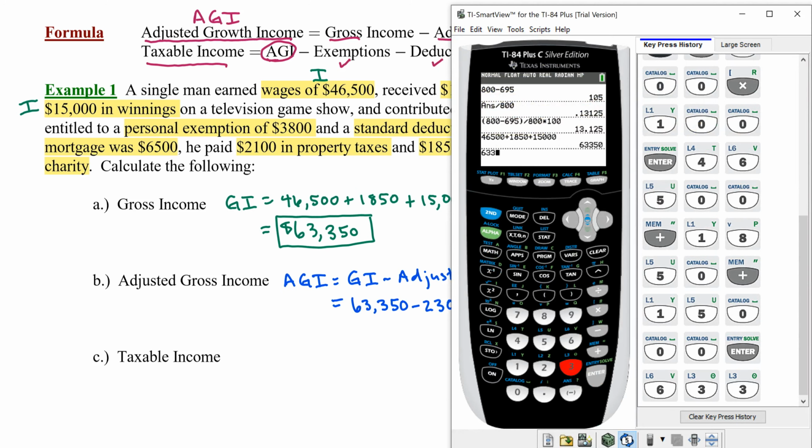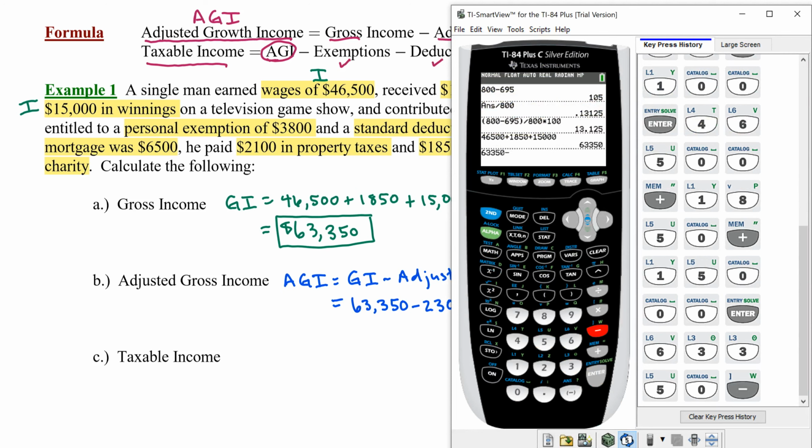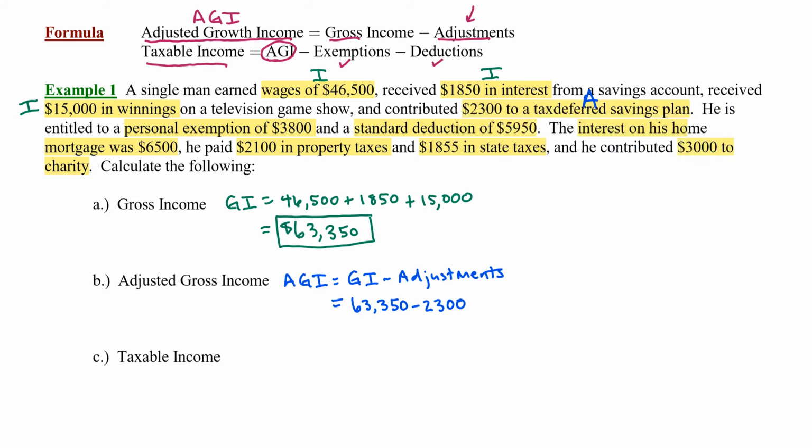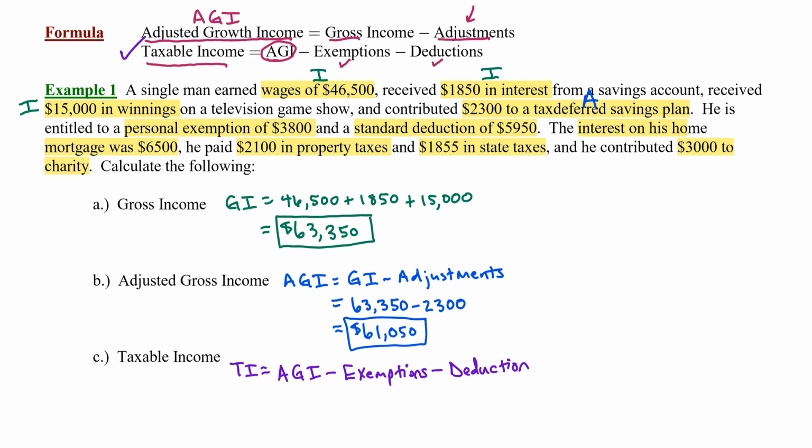So $63,350 minus $2,300. His adjusted gross income is therefore $61,050. With that value known, we are ready to calculate his taxable income. Now remember, his taxable income is going to be his adjusted gross income minus his exemptions as set by the government and deductions. And we're going to figure out which deduction is most beneficial for him.